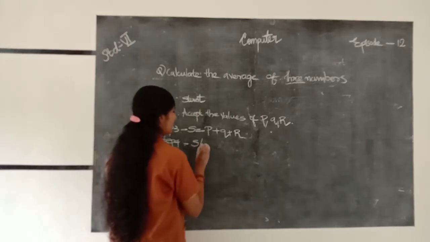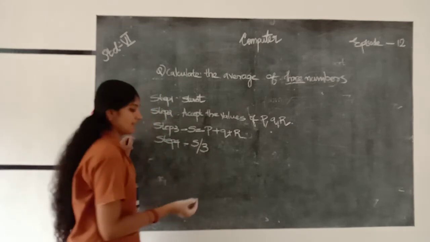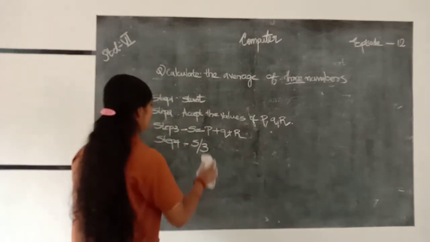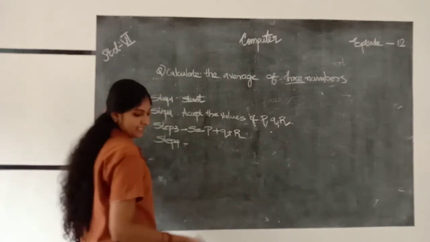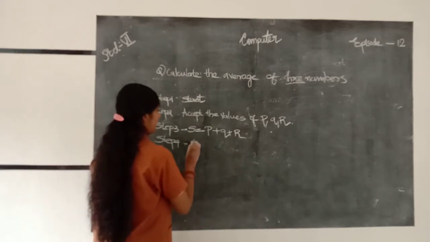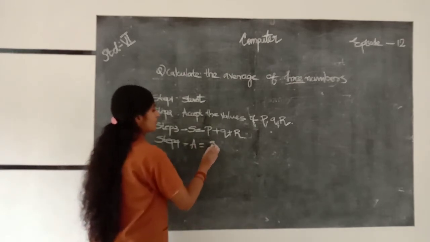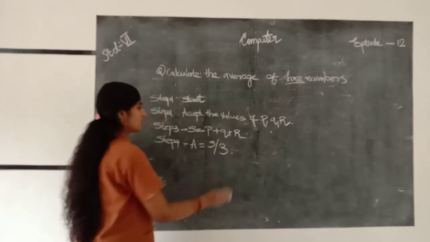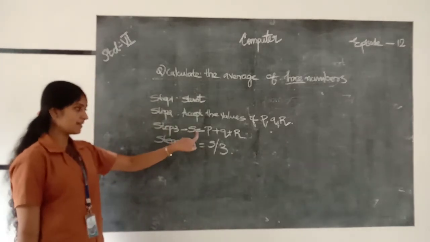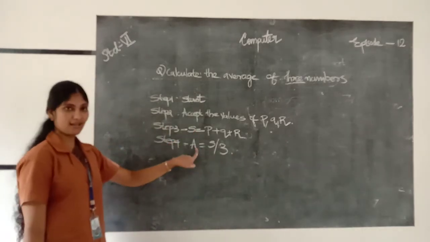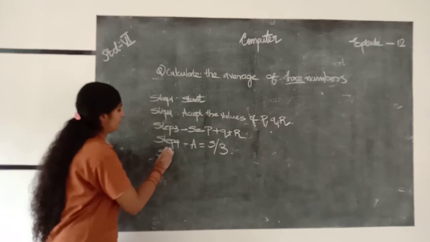S divided by 3. So let's take another letter A. Average is equal to S by 3. So here is the sum. So that sum is divided by 3. We get average.